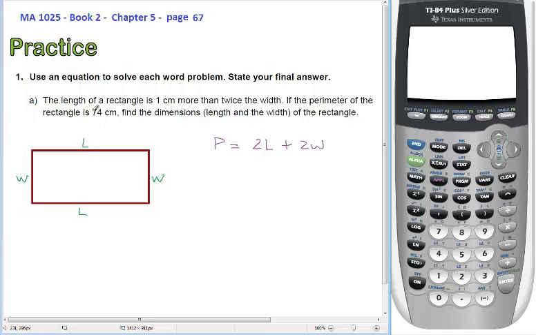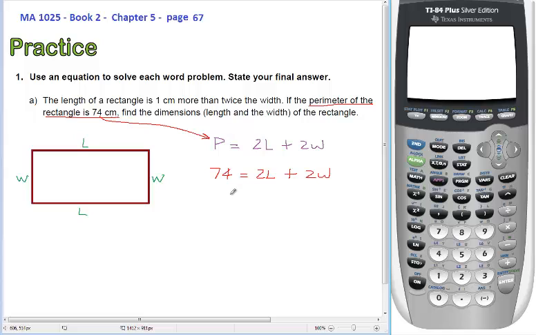Now we know the perimeter is 74 centimeters. It says it right there. The perimeter of the rectangle is 74 centimeters. So that means this P is equal to 74. So we got 74 equals 2L plus 2W. Now we can't solve this equation because obviously we have two different variables, L and W. But if we could write it in one variable, then we would be able to solve it.